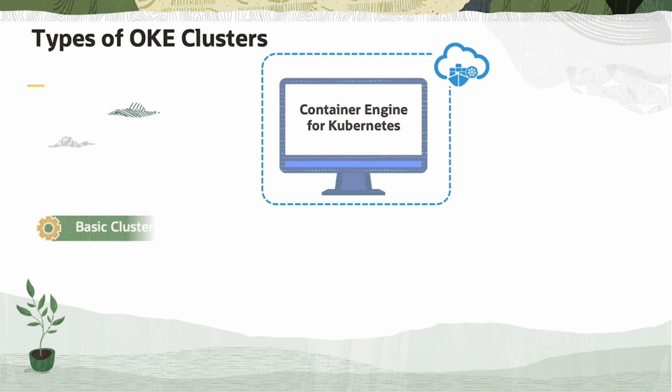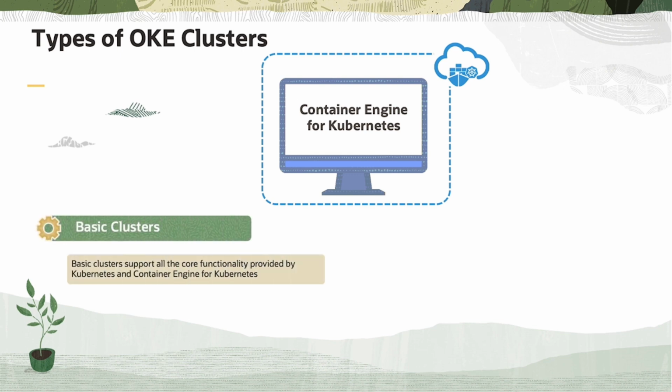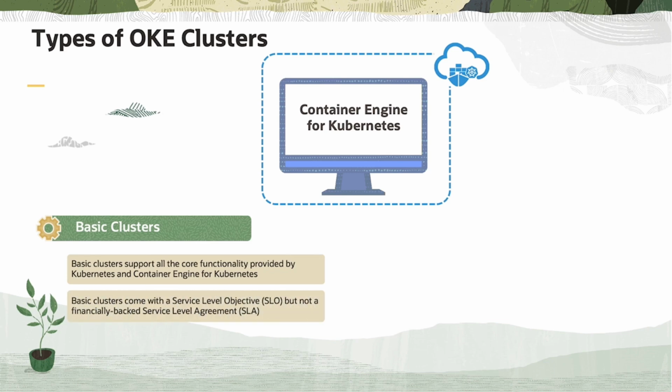The first type is the basic clusters. Basic clusters support all the core functionality provided by Kubernetes and Container Engine for Kubernetes. Basic clusters come with a service level objective but not a financially backed service level agreement. This means that Oracle guarantees a certain level of availability for the basic cluster, but there is no monetary compensation if that level is not met.